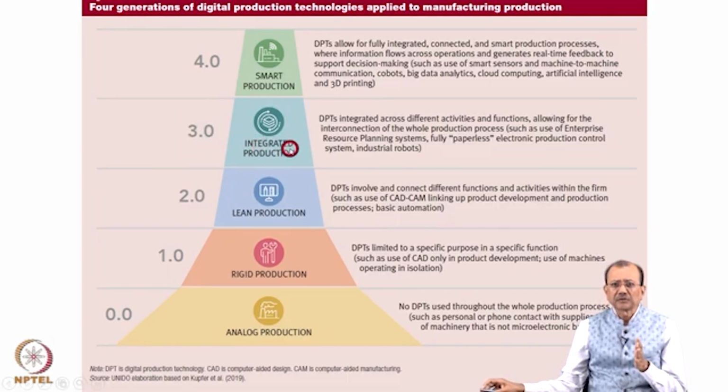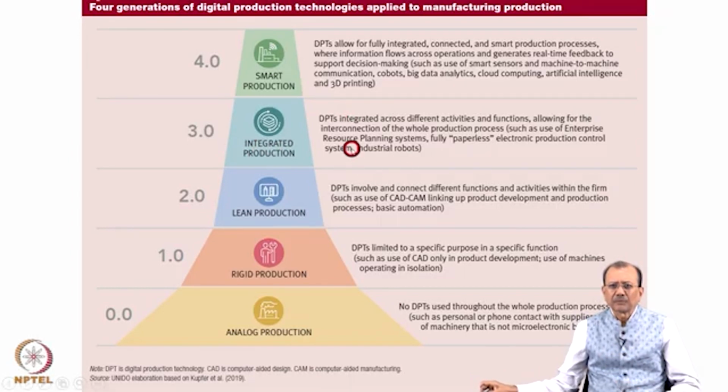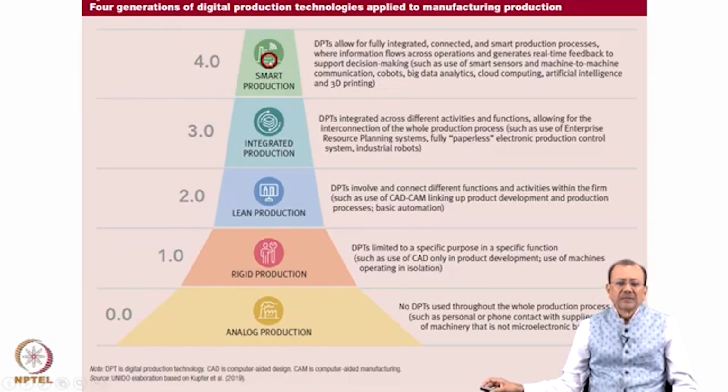It is integrated across different activities and functions, allowing for interconnection of the whole production process, such as enterprise resource planning, fully paperless electronic production control systems, and industrial robots. And now, in the Industry 4.0 era, we have a very different kind of setting.